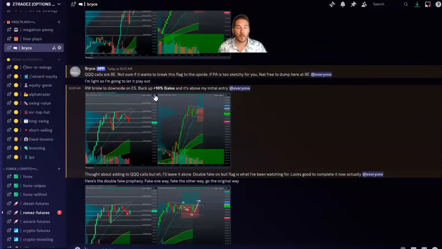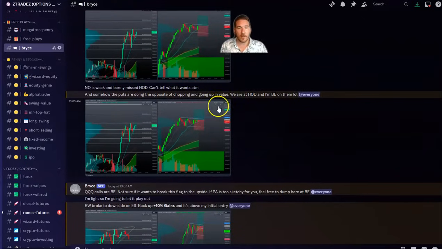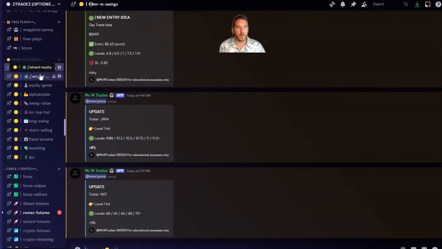Bryce posts great analysis. He's big on supply and demand. Over here in the yellow is equity, anything to do with equity. Mr. M is one of my favorite traders here in the Discord. He's very consistent. He's a great trader. We also have IPO plays, investing, fixed income, really boring.